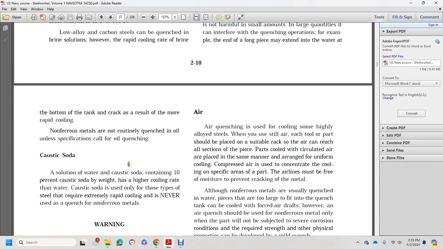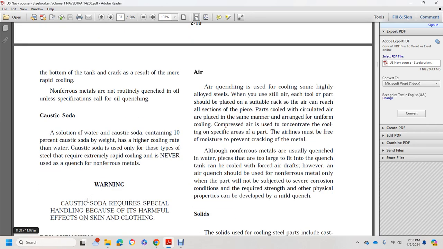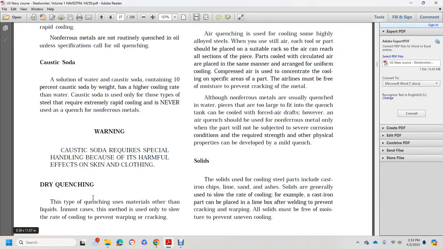Caustic soda solution is made with water. The solution contains 10% caustic soda by weight and has a higher cooling rate than water. Caustic soda is used only for those types of steel that require extremely rapid cooling, and is never to be used to quench non-ferrous metals. Warning: caustic soda requires special handling because of its harmful effects on skin and clothing.